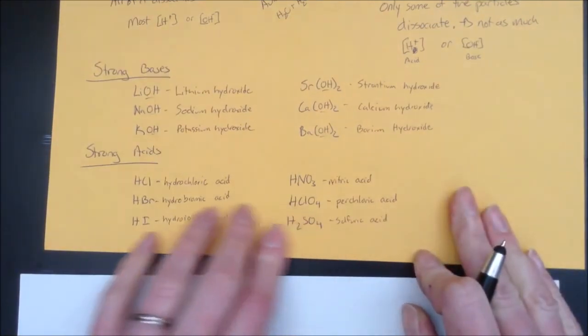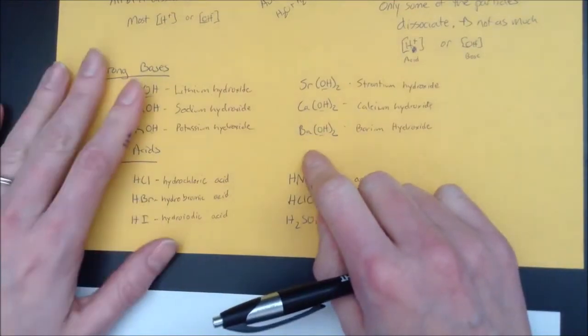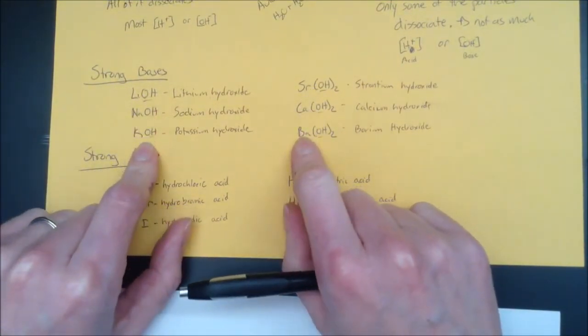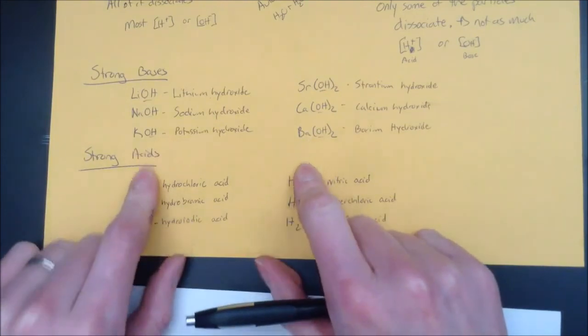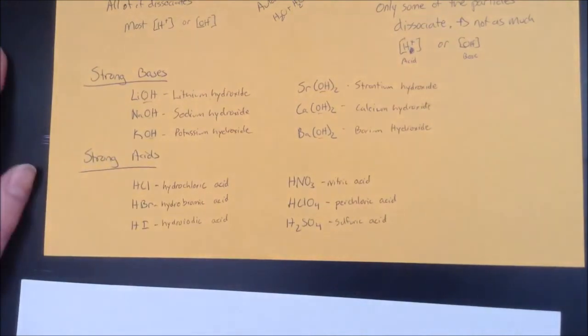Again, it's better to memorize the formulas than the names because you don't have to know how to name them yet. These are our strong bases. If it's in your list, it's a strong base, and these are our strong acids. If it's not on the list, we don't consider it strong.